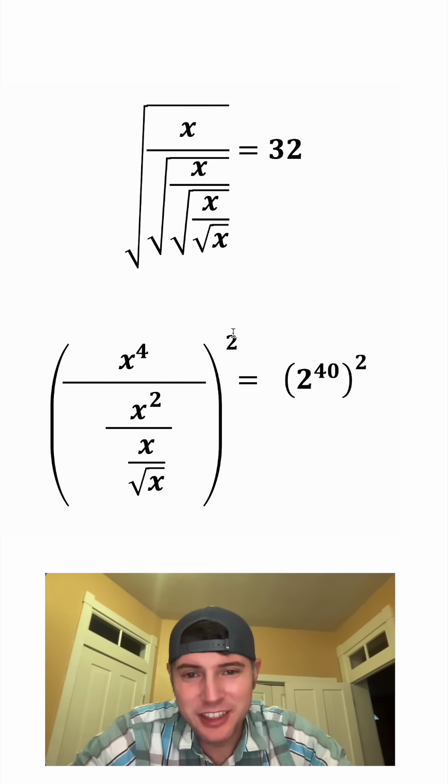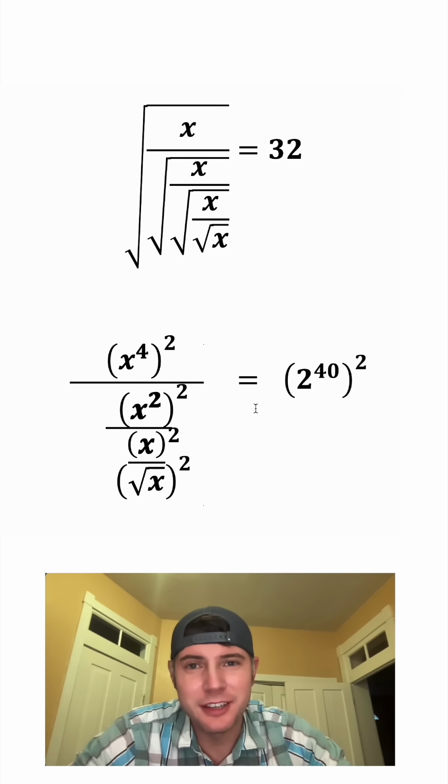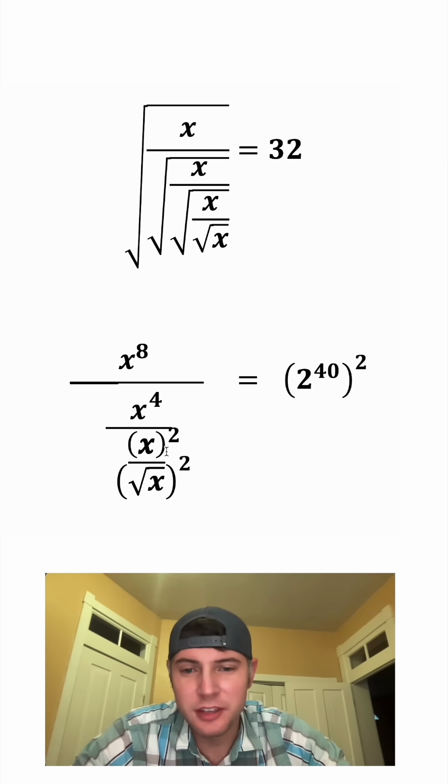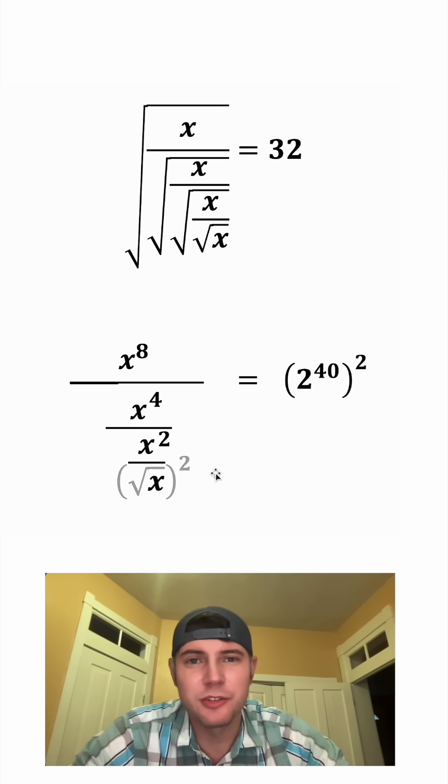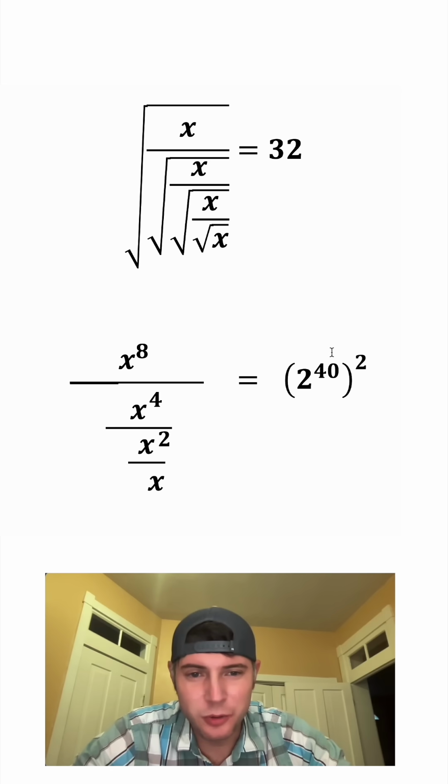On the left-hand side, this square will distribute to all 4 of these terms. It's going to look something like this. This x to the 4th squared will become x to the 8th. The x squared squared is going to become x to the 4th. This will be x squared. And on the very bottom, the square root and the square will cancel each other out. And on the right-hand side, this 40 will multiply by the 2 to give us 2 to the 80th power.